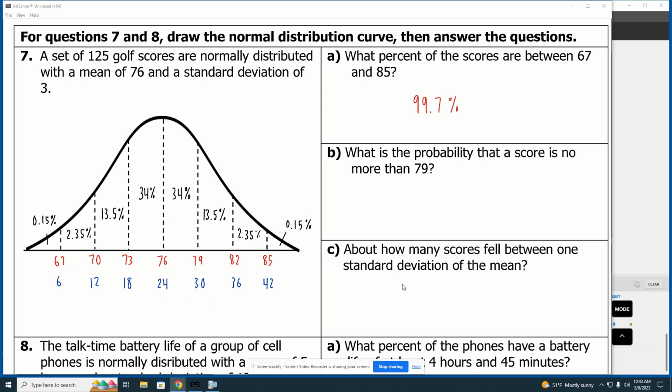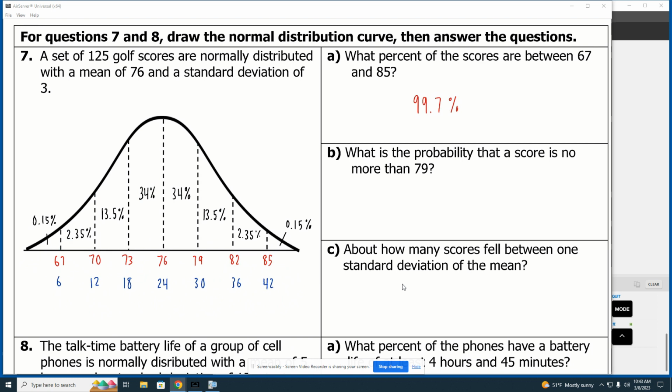B, though, they wanted to know the probability that a score is no more than 79. So if I find 79 right here, what does no more than that mean? Does that mean that that's the highest it could be, or that's the lowest? That's the highest. So we're talking about all the values to the left. So that includes 34, 34, 13.5, 2.35, and 0.15. Or you could have thought about it this way. From the middle down is how much? 50%. Plus 34% is 84. So that's 84%.